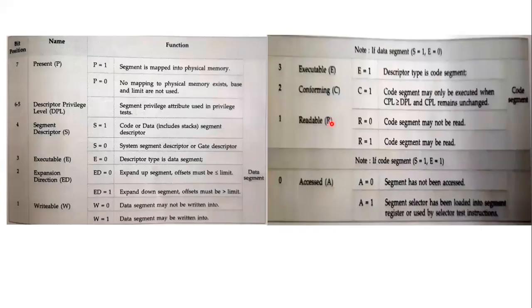So this bit, if it is 0, the segment has not been accessed. This means the segment is yet to be accessed. And if this bit is 1, the segment selector has been loaded into the segment register or used by the selector test instruction. A will tell you that whatever your segment selector is, it has been loaded into the segment register and it is ready for use. And who will use it? It will be used by the selector test instructions.